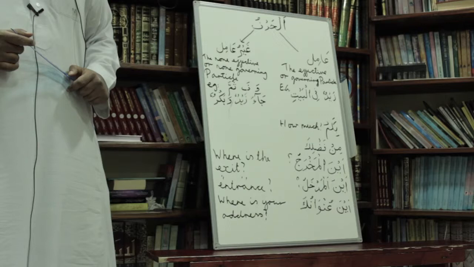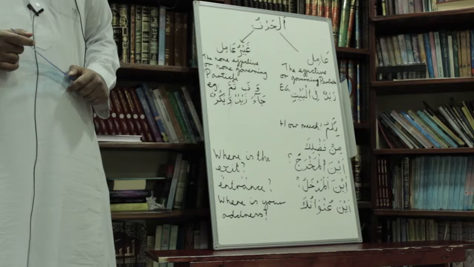So in the normal state, if you pick up a word, how would you read it? Baytun. Hijrun. Gurfatun. Sa'atun. Qalansuwatun. Masjidun. That's how you read it. So in a normal state, any word you pick up in the Arabic language, that's how you would read it. So there are certain things that would change that Dhamma into either a Kasra or a Fatha. In this case, the Dhamma has been changed into a Kasra.